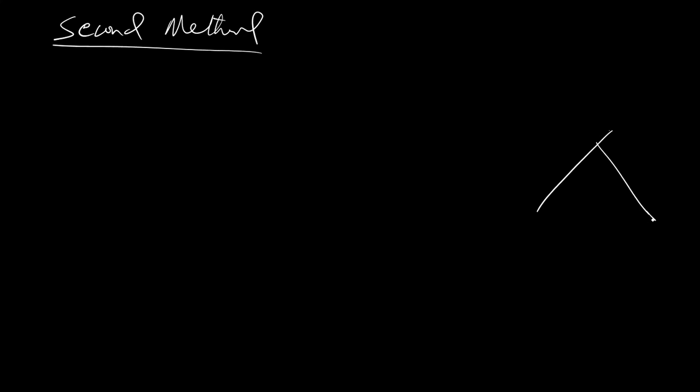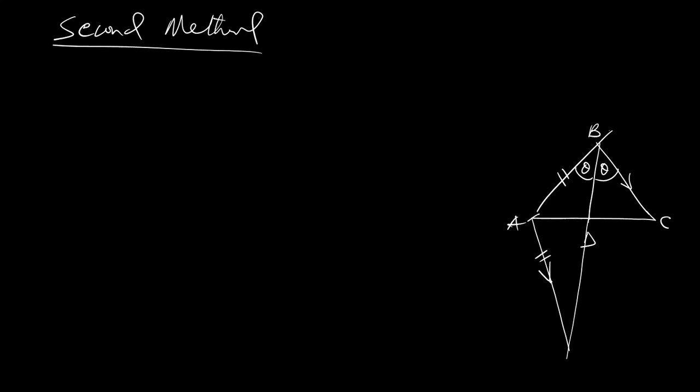Let's look at the second method. Now the second method, let me draw it here. You have a triangle being bisected here. You have A, B, C, D. So here is angle theta, here is angle theta. So we can extend a line like this. Now draw a line this other way, parallel to this one. So parallel. Then this place is equal to this place.